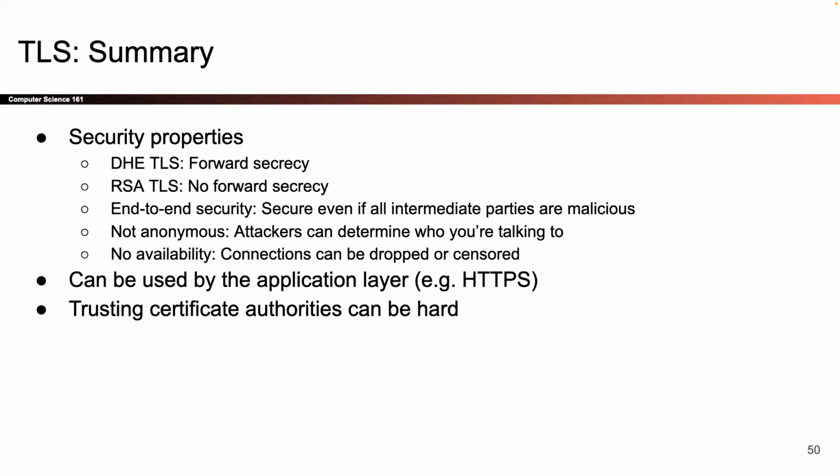We talked about the properties, so forward secrecy we care about, and that's why Diffie-Hellman is superior. Why RSA is no longer allowed. We talked about the end-to-end security property. It stops a bunch of networking attacks that create man-in-the-middle attackers. They are all now stopped, but you have to be careful because end-to-end security does not stop you if the end host itself is malicious. We also talked about two things that are not provided by TLS, anonymity and availability, and we talked about how it links up to the application layer. And finally, I gave you a quick rundown of why trust and certificate authorities can be hard, relies on real life trust. Okay, end of TLS.